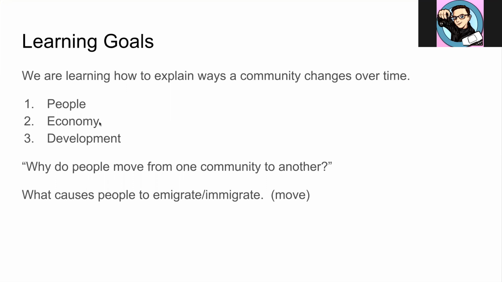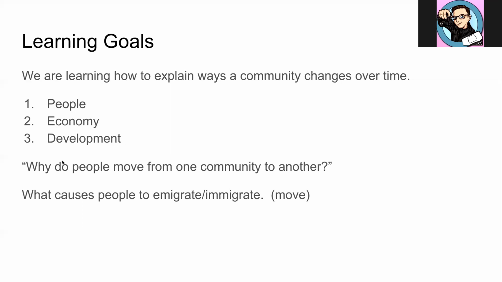There's also the economy. How has the economy changed in a community over time? And you can see that through the buildings in a community and how the buildings reflect the type of economy or what industry is thriving and doing well. Okay, and then we also have the development, whether a city grows or changes, or maybe it doesn't. Maybe it shrinks and factories board up and shut down because industry moves elsewhere. So those are things to think about when we are learning in today's lesson.